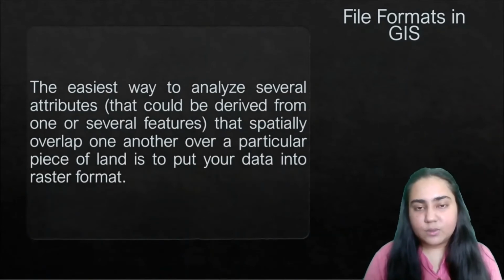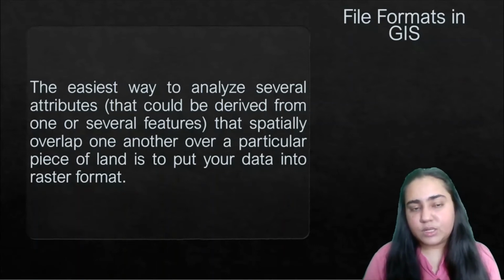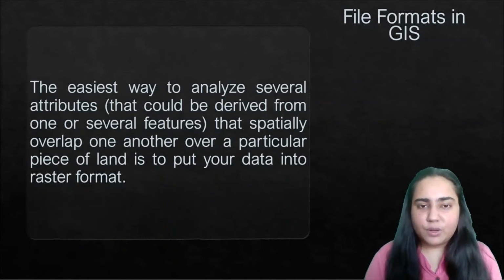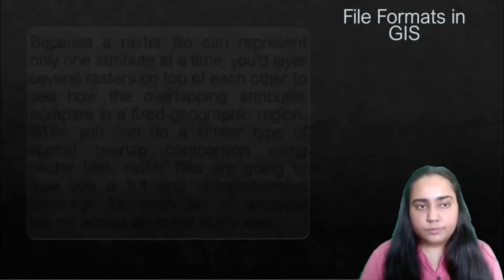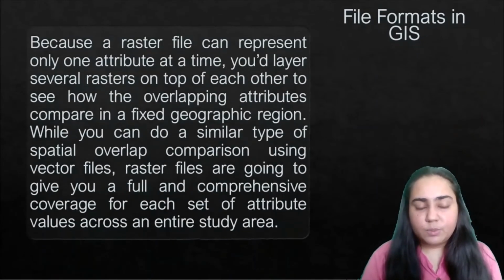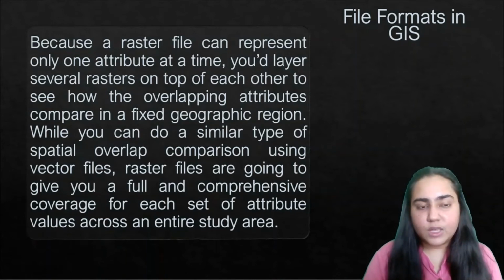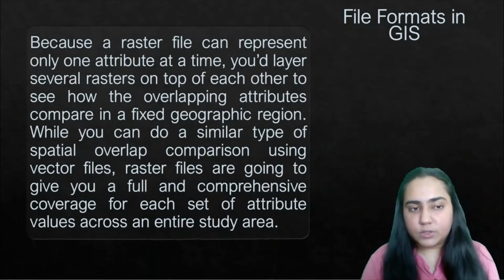Okay, the easiest way to analyze several attributes that could be derived from one or several features that spatially overlap one another over a particular piece of land is to put your data into raster format. So if you have lots of polygons overlapping each other and you wanted to analyze several attributes one by one, then you would be using the raster format. Because a raster file can represent only one attribute at a time, you'd layer several rasters on top of each other to see how the overlapping attributes compare in a fixed geographic region.